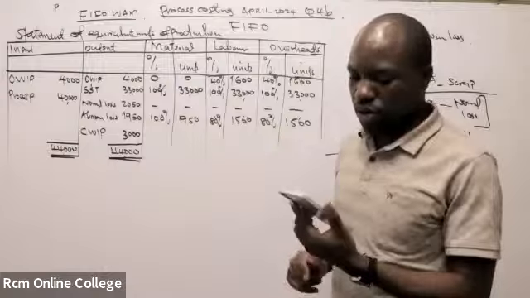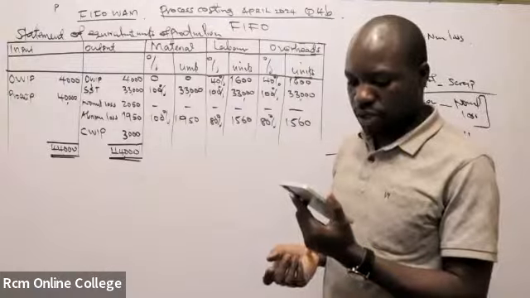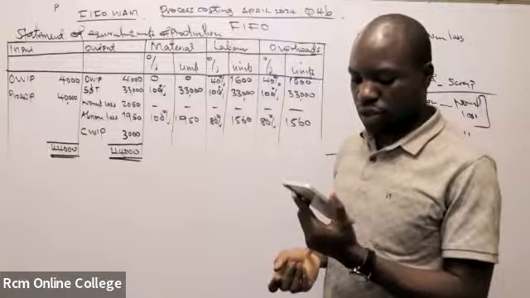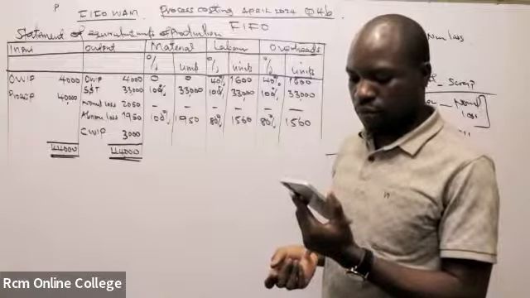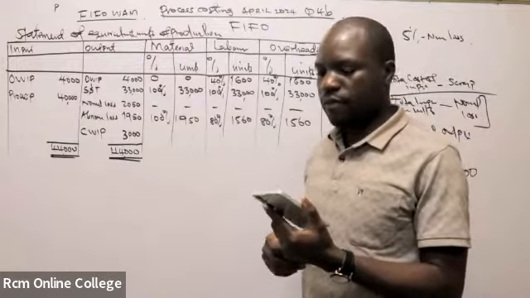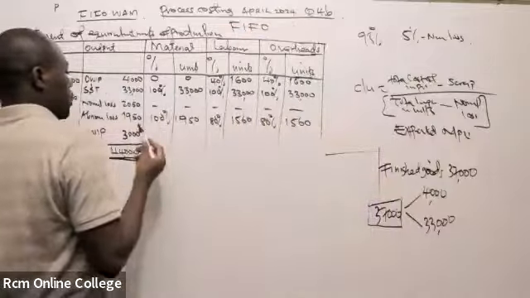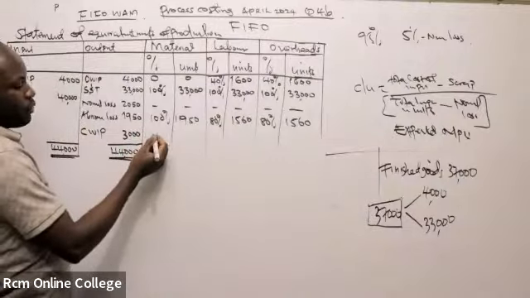Our closing work in progress. Were we given percentage of completion? Yes. Additional information number 4. 100% material, labor and overheads, 50%. Now, somebody's already having a question. And the question will come from what I'm going to do here.